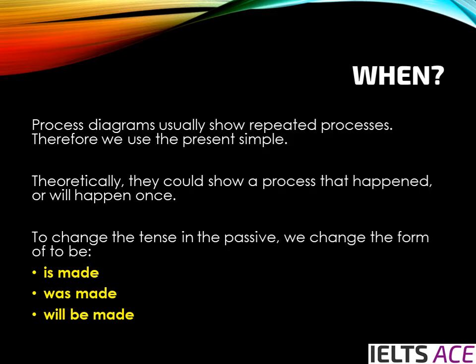If you're given a process diagram to describe in IELTS, generally these processes are things that are done again and again, perhaps every day or certainly every year. So because this is a repeated thing, we use the present simple. However, it could be possible that they could show a process that happened or will happen only once. So if we do end up with this, then we do need to spot that we need to change the form of the passive. And again, as I say, to change the form, we simply change the part to be.